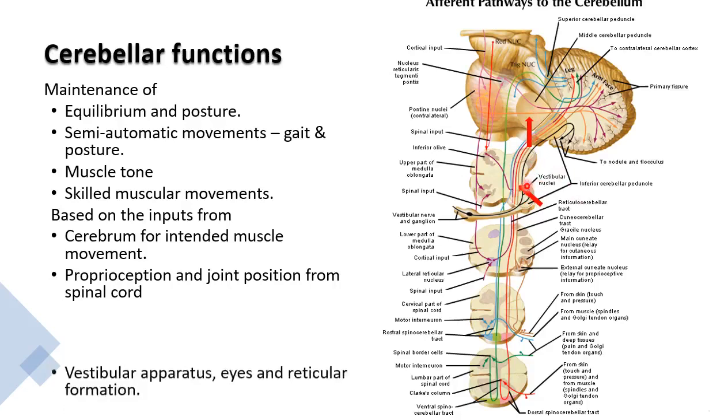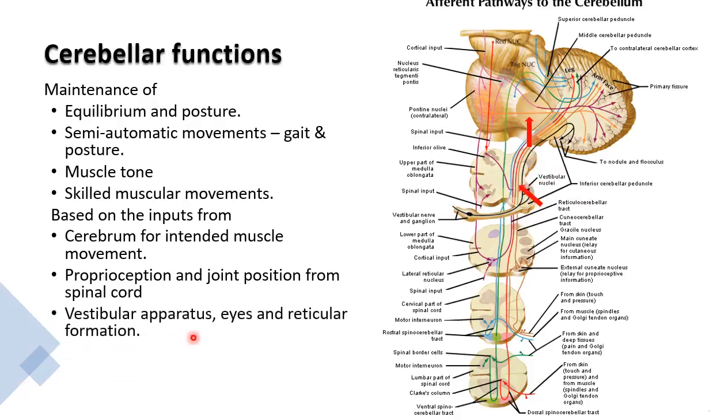Then the other input is from the vestibular apparatus, eyes and reticular formation. So the vestibular apparatus, and from the tectum, the movement of the eyes, and also through the reticular formation. All this information is processed inside the cerebellum, and through the efferent fibers, mainly from the red nucleus, which I forgot. You will see the red nucleus in the midbrain.